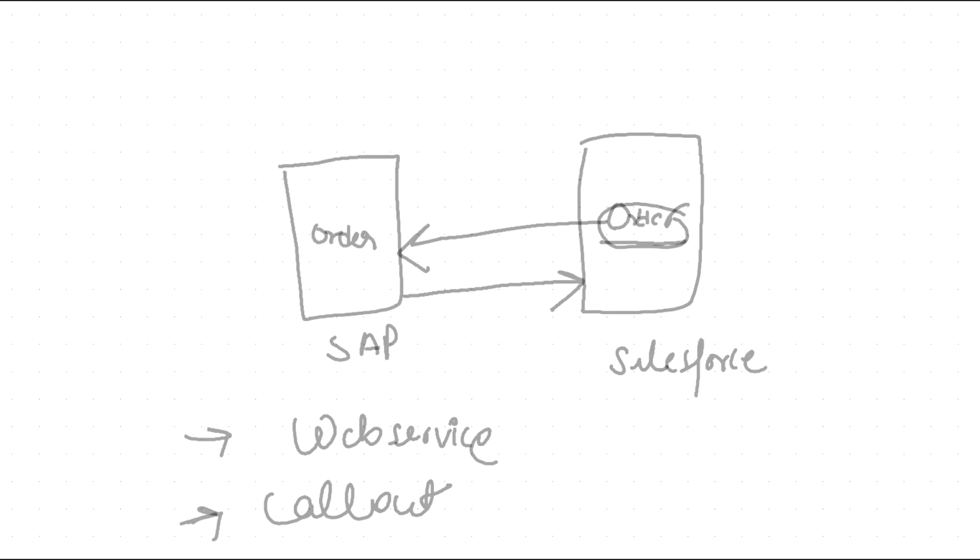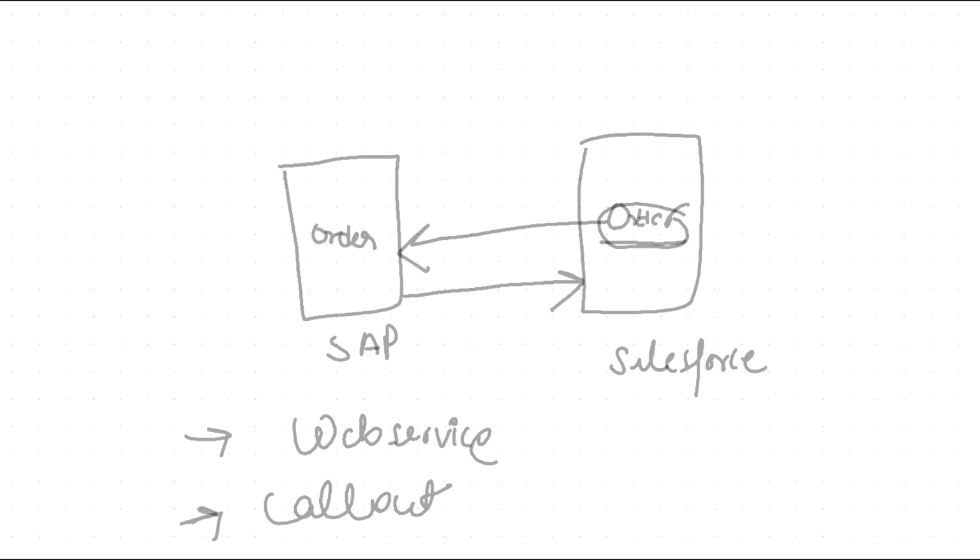It could be a standard endpoint. That means it is already available. We need not create it. Or it could be a custom API. That means we have created it by writing some code for it, and then other system will be able to call us. So these are the basic things.